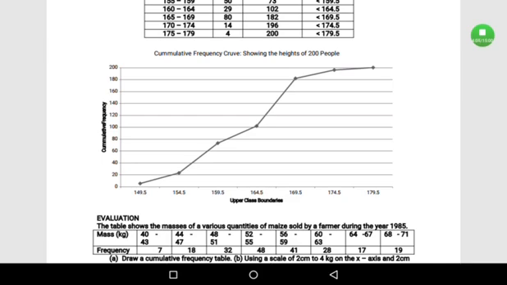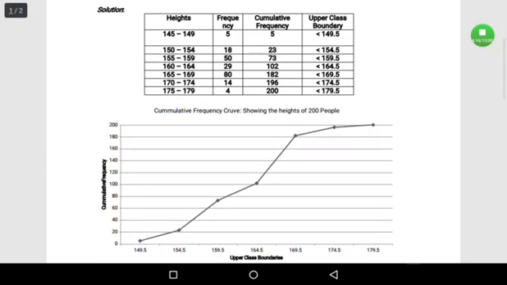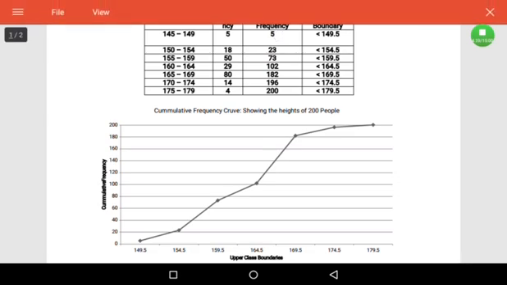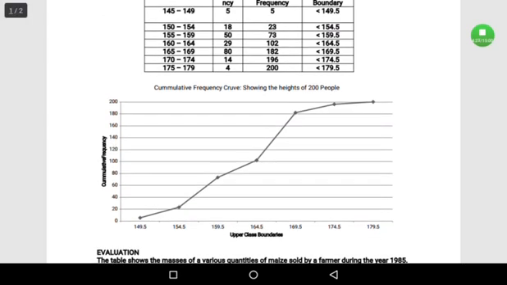Then you also rule a horizontal line and name it what? The upper class boundary. Okay. Now, don't forget that in your cumulative frequency, the least value is 5 and the largest value is 200. Of course, we choose a reasonable scale that will contain these values.